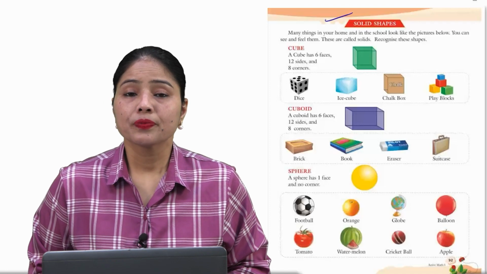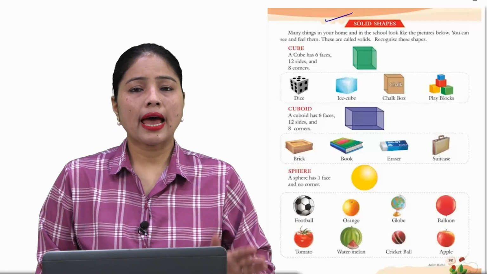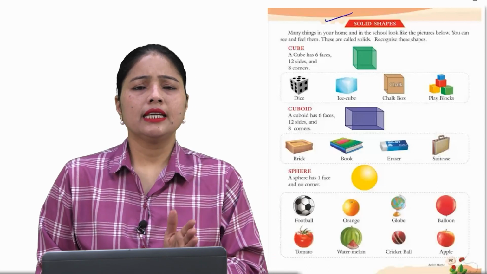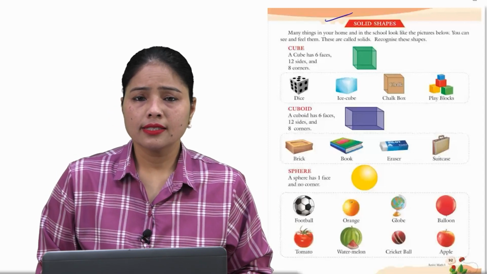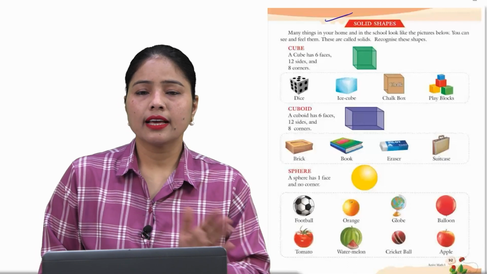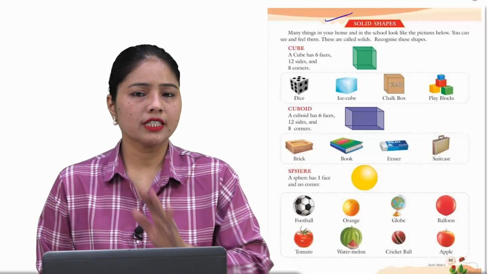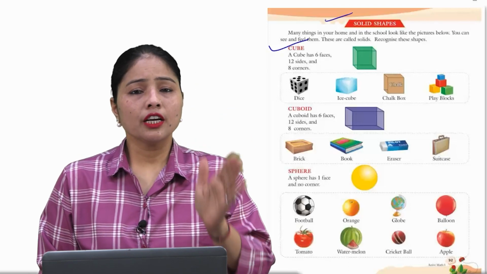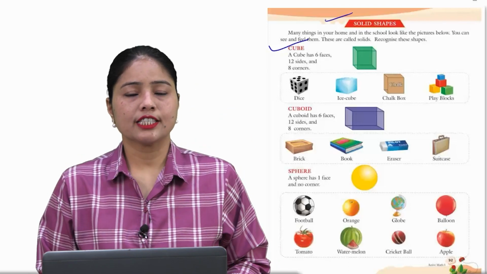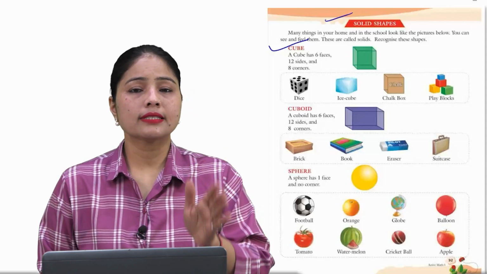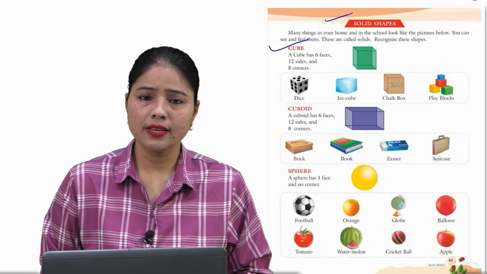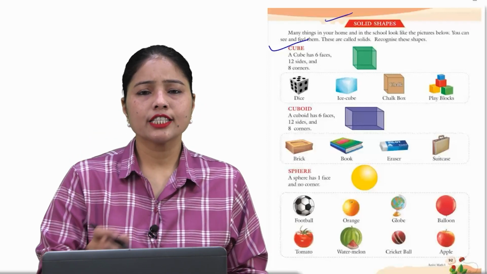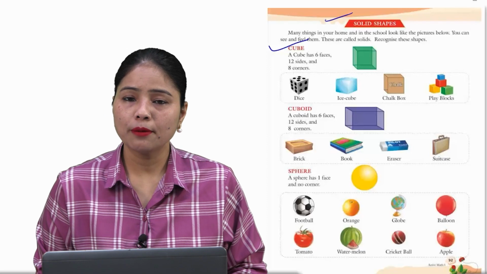Solid shapes. Many things in your home and in the schools look like the pictures below. You can see and feel them. These are called solids. Recognize these shapes. Like first one is given cube. So now this is cube. A cube has 6 faces. Cube की 6 faces होती हैं, 12 sides and 8 corners. Okay. So example of that one is like just one dice, ice cubes, chalk box and play box.